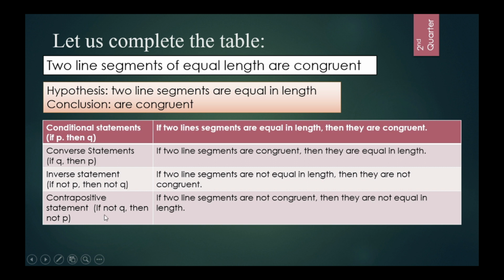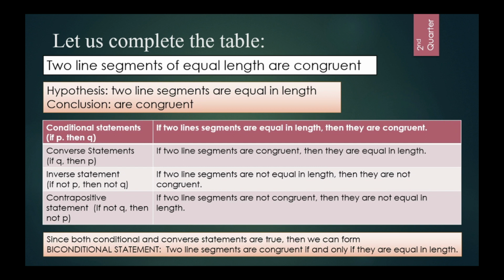How about the contrapositive? Sa contrapositive, ang titingnan mong statement ay yung converse. Ang converse natin ay if two line segments are congruent, then they are equal in length. So, dito ka maglalagay ng negation. So, the answer will be, if two line segments are not congruent, then they are not equal in length. So, that is how we complete the table in the conditional, converse, inverse, and contrapositive statements.